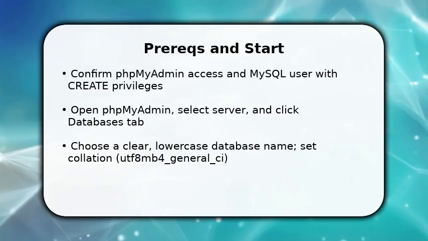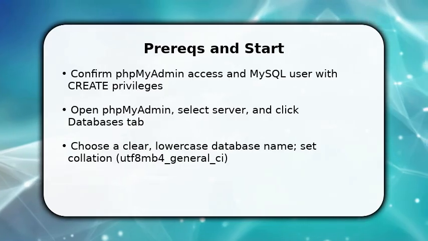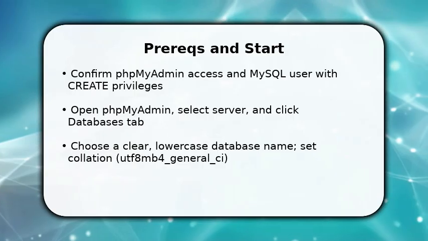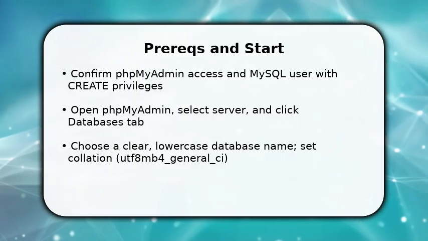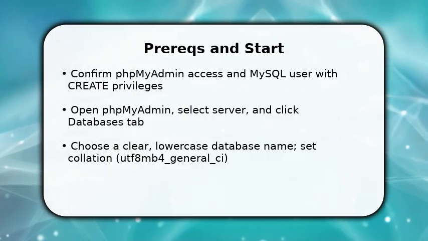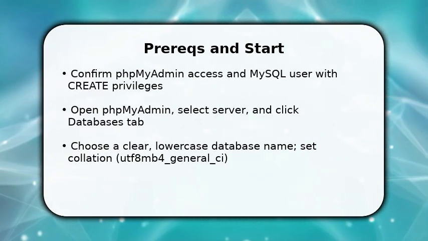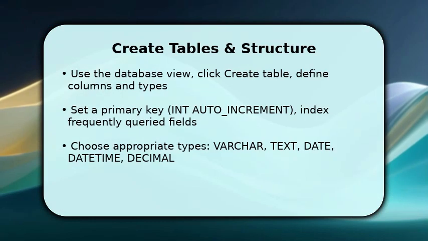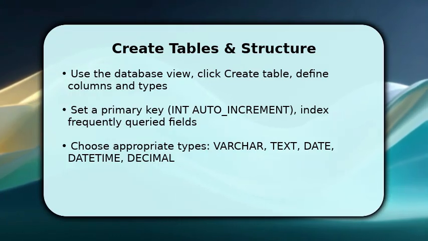Next, pick an appropriate collation such as utf8mb4_general_ci to support emojis and multilingual text. Once done, confirm the name and collation settings, then click Create to instantiate the database and move to table creation without delay. With your database created, open it and click Create Table to define structure.